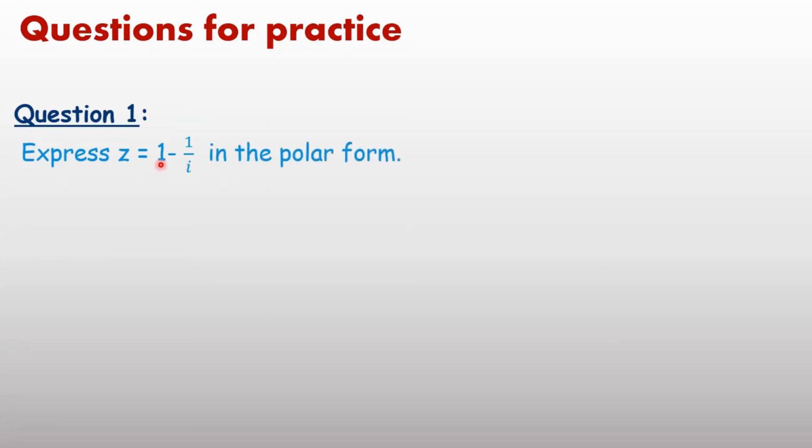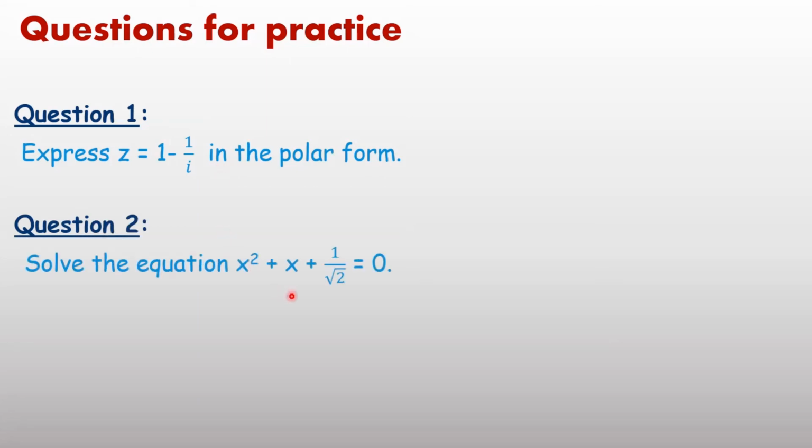Now some questions for practice. In the first question, you have to express z equal to 1 minus 1 upon i in polar form. In the second question, you have to solve this quadratic equation. For solving it, an easy process is first to multiply the whole equation by root 3, after that apply the Sridharacharya formula. And in the third question, you have to find the argument of the complex number minus 1 minus i. So these three questions you have to solve and complete the answer.